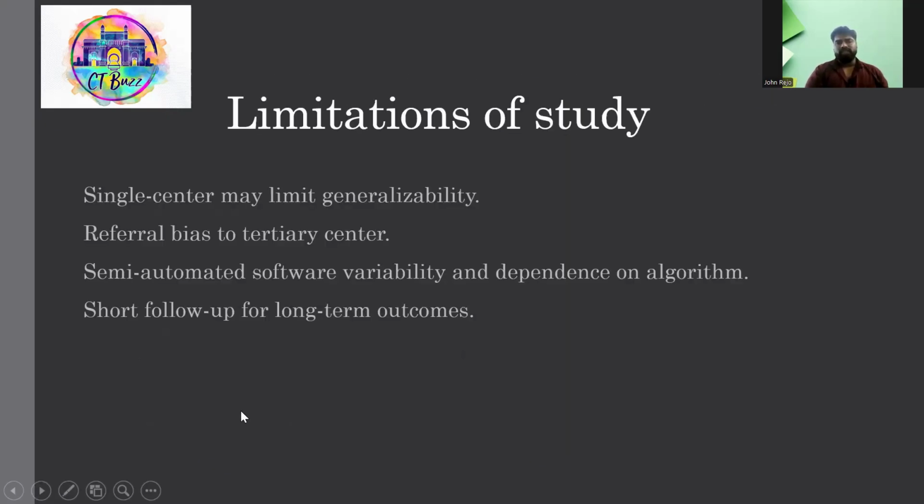Limitations of the study: because it is a single center study, it limits general usability. Referral bias to a tertiary center is there. Semi-automated software has its own dependence on the algorithm, and short-term follow-up for a long-term outcome has its limitations.